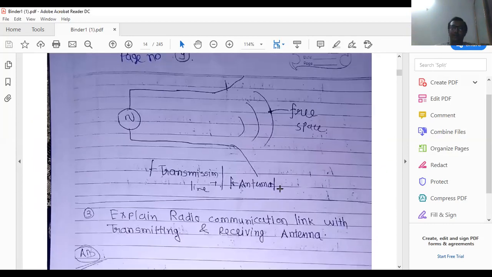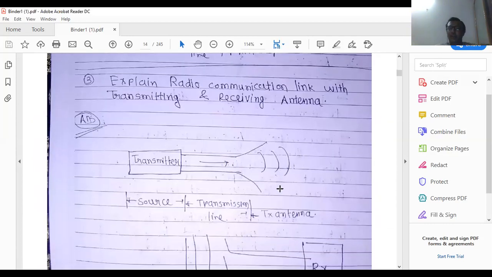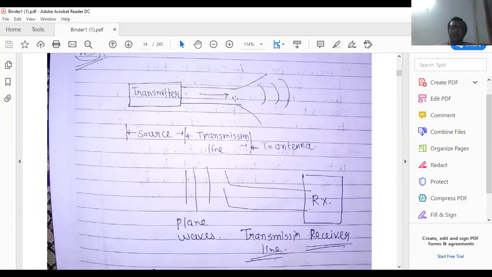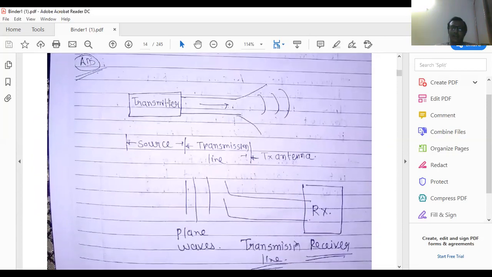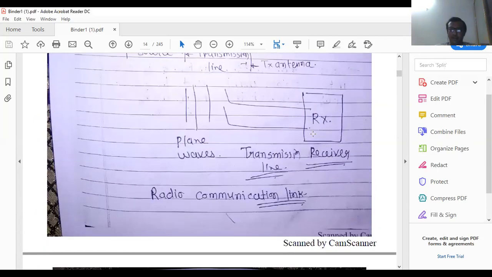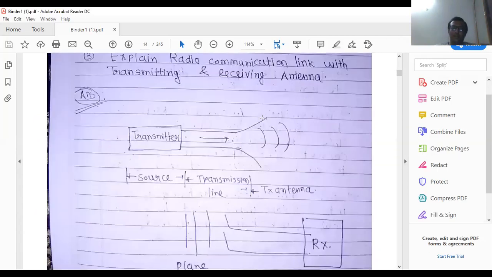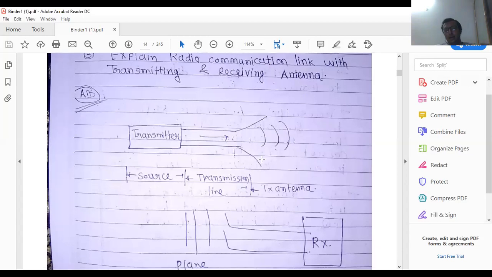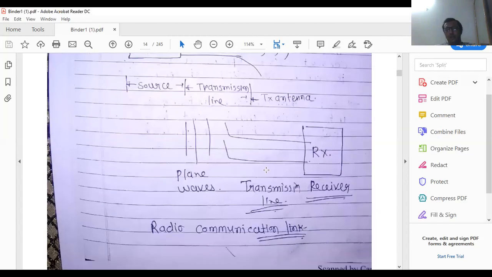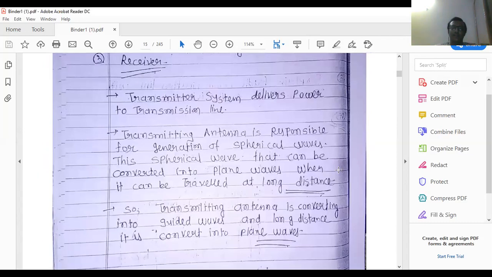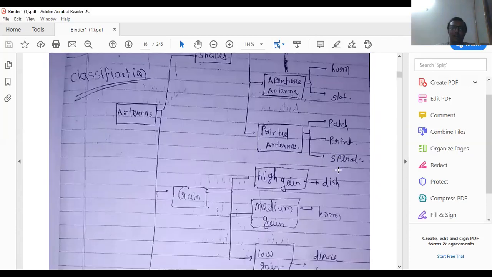It is the concept of difference between transmission line and antenna. Now it is known as a radio communication link with transmitting and receiving antenna. It is the source, it is the transmitting antenna, it is the receiving antenna. See this, it is the pure component of a radio communication link: transmission line, transmitting antenna, plane wave, transmission line, and receiver. It is the concept of a radio communication link.